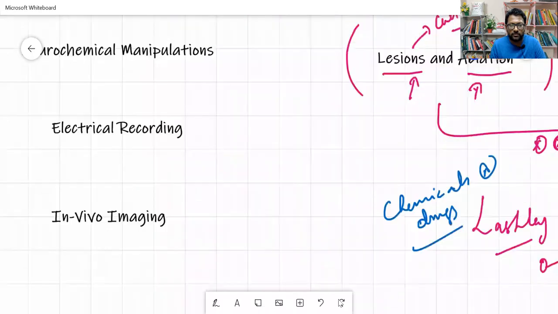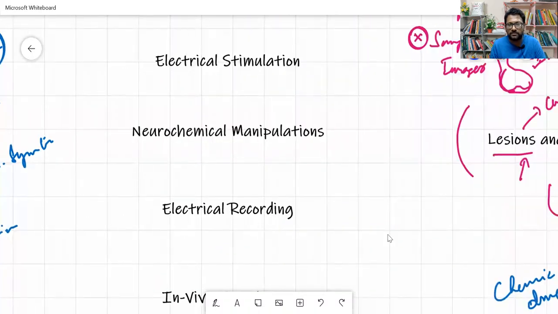We'll now talk about the other one, which is electrical stimulation.